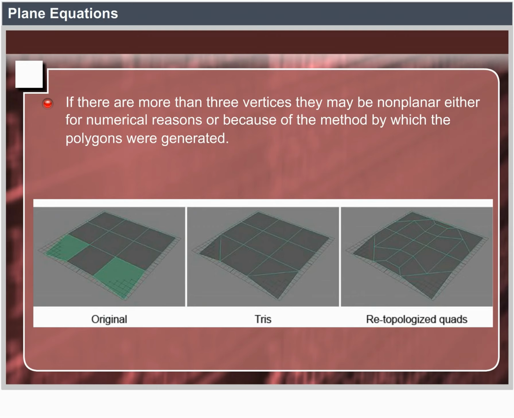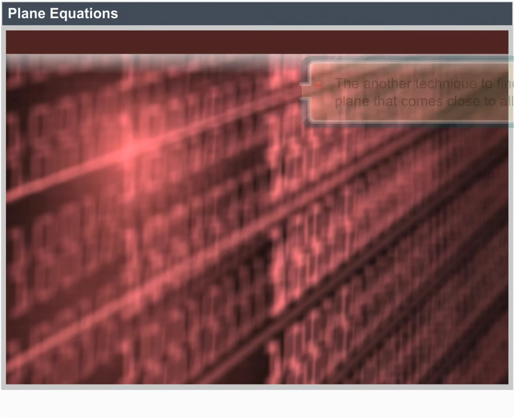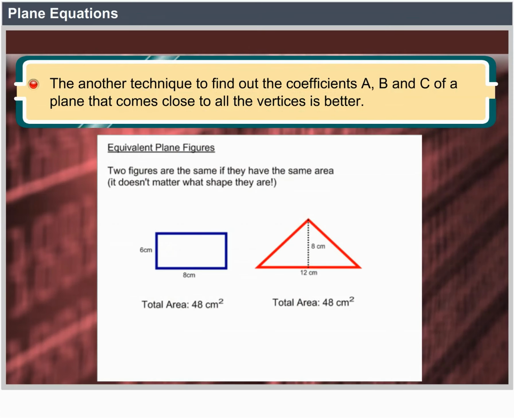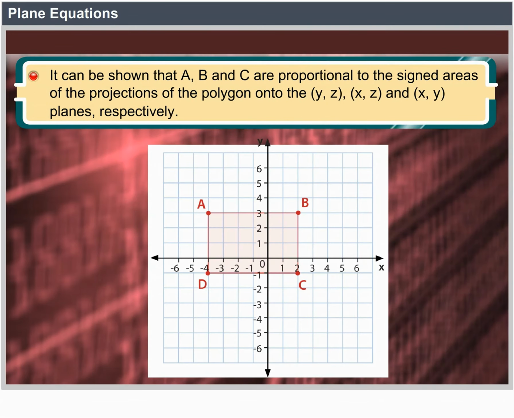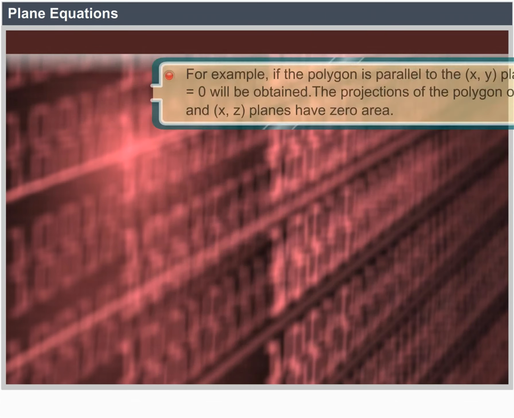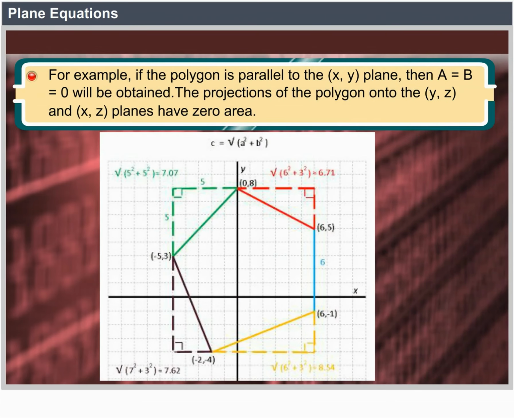Then another technique for finding the coefficients A, B and C of a plane that comes close to all the vertices is better. It can be shown that A, B, and C are proportional to the signed areas of the projections of the polygon onto the YZ, XZ, and XY planes, respectively. For example, if the polygon is parallel to the XY plane, then A equals B equals 0, as expected. The projections of the polygon onto the YZ and XZ planes have 0 area.